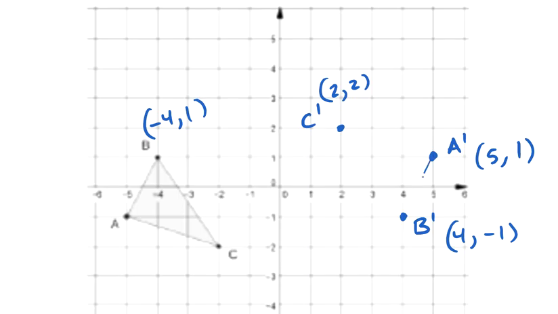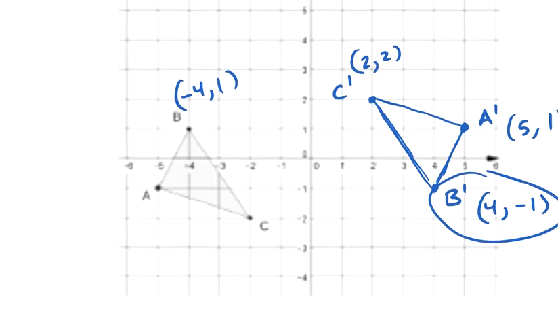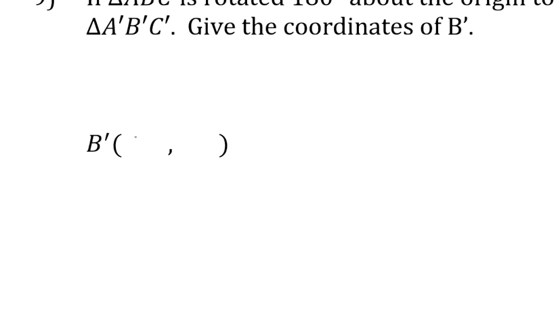So you can see this triangle now. I hope you can. And this is the triangle that results when you rotate the original triangle about the origin 180 degrees. And our answer to the question, where does B prime end up being? B prime ends up being at 4 comma -1. So over here I can write B prime is at 4 comma -1.